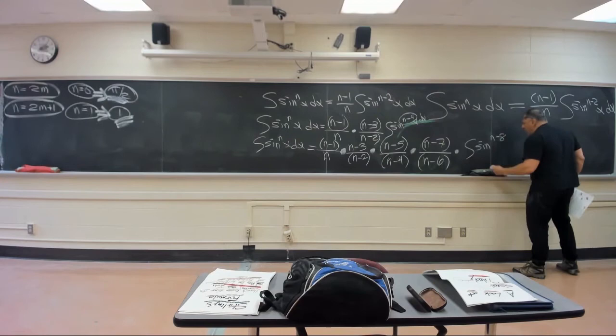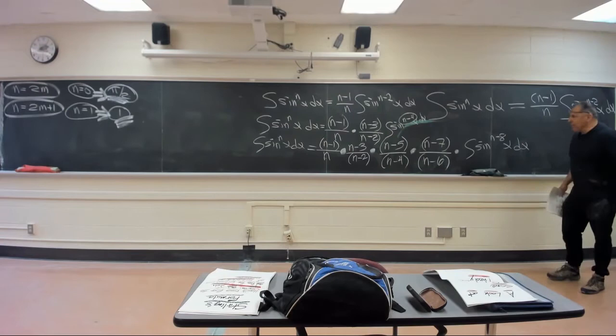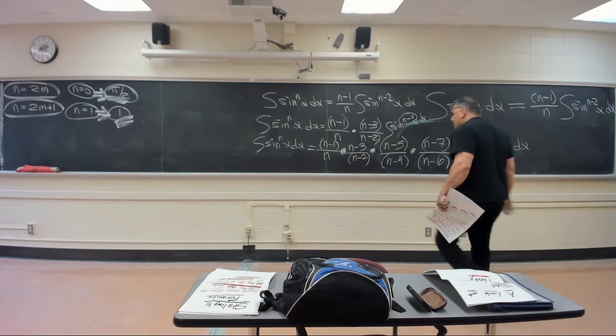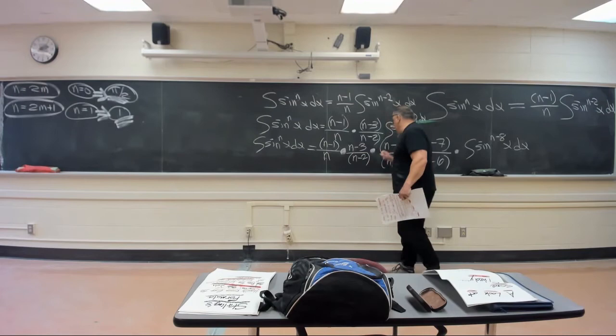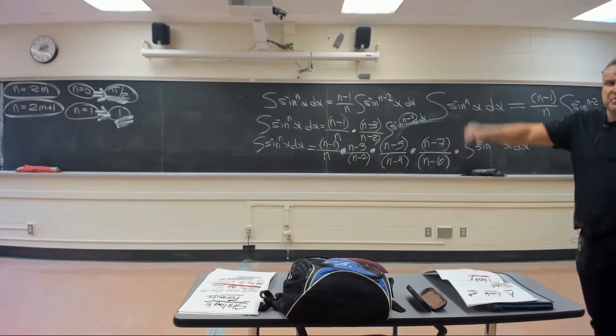I already know when sine to the 1, the integral of that, or sine to the 0, I know the integral of that. That's not a problem. I think we know where we're going here. It's n minus 1, n minus 1, n minus 3, n minus 5, n minus 7. Yeah, you definitely see what's going on here. n minus 1, n minus 3, n minus 5, n minus 7, the tops, numerators. n minus 2, n minus 4, n minus 6.